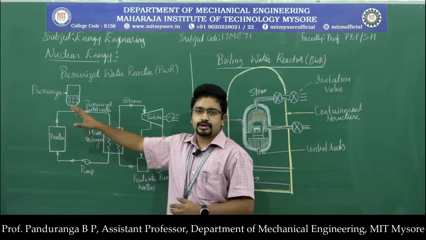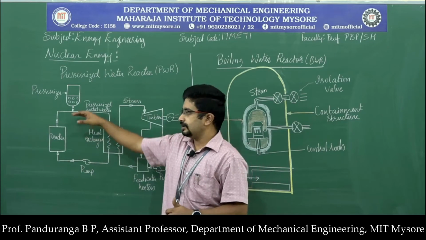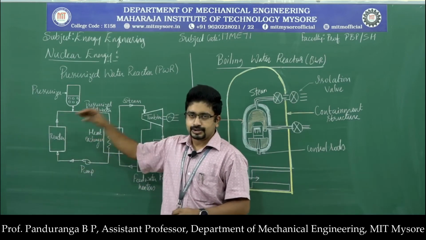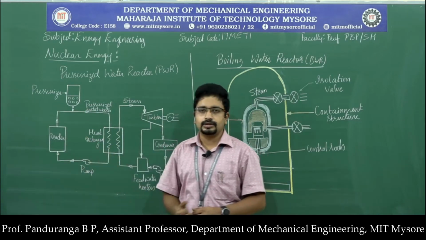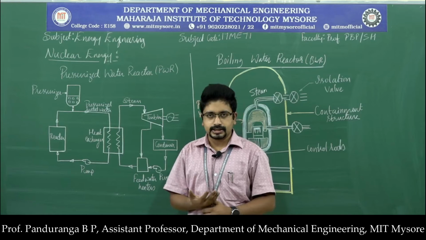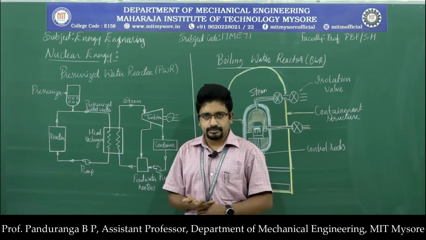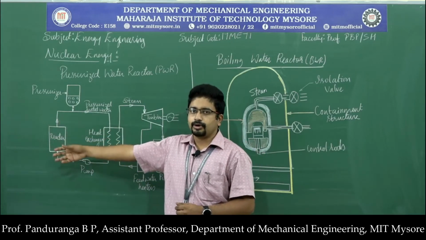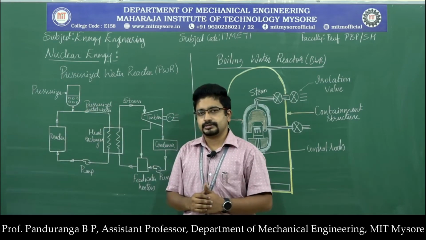This is done because we need to keep water in the liquid state in the primary circuit or primary loop. When water passes through the reactor core, its temperature increases, and if it is at atmospheric pressure, the water starts to boil. So to avoid the boiling of water in the reactor core, we use the pressurizer.